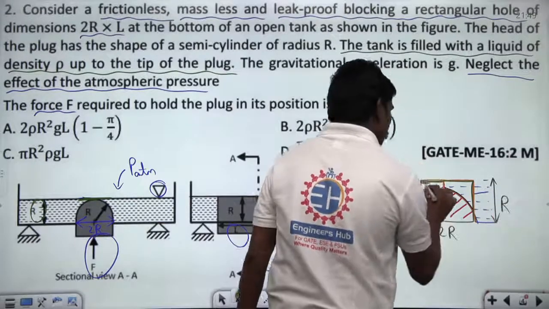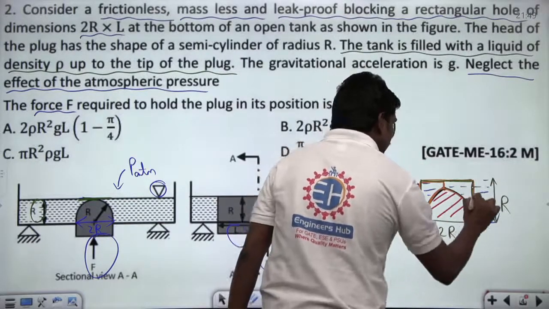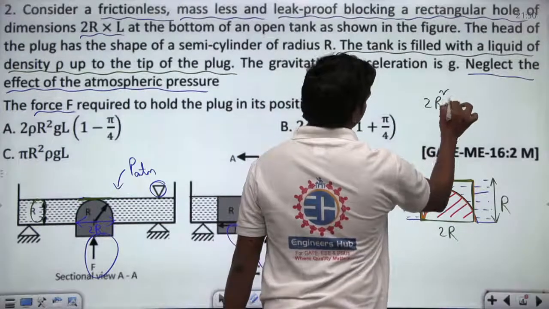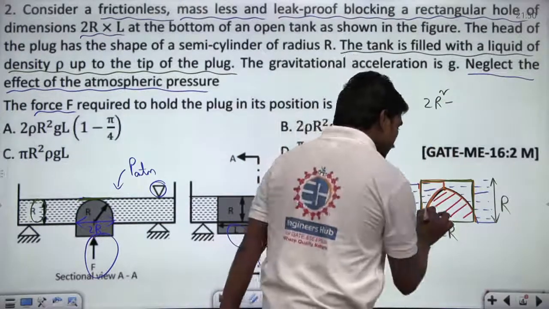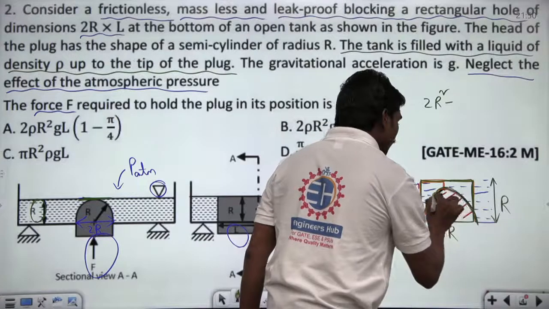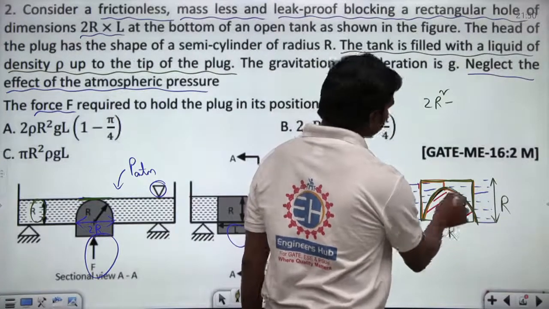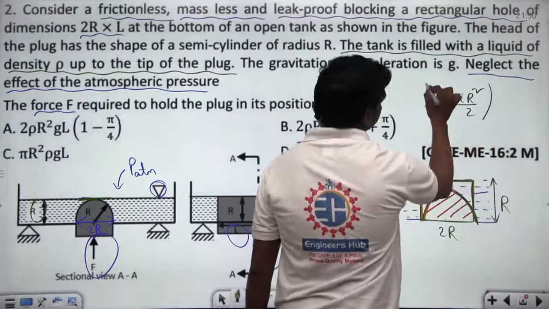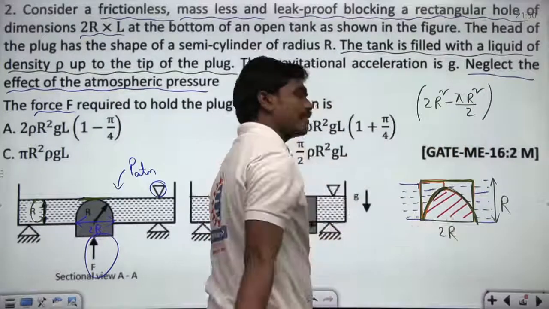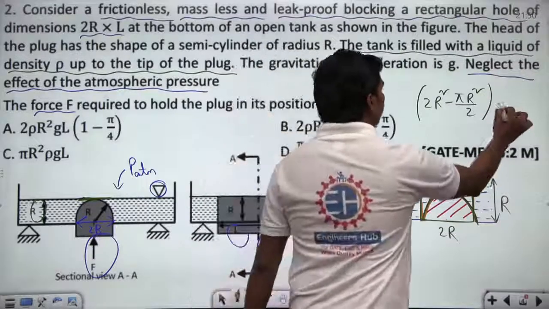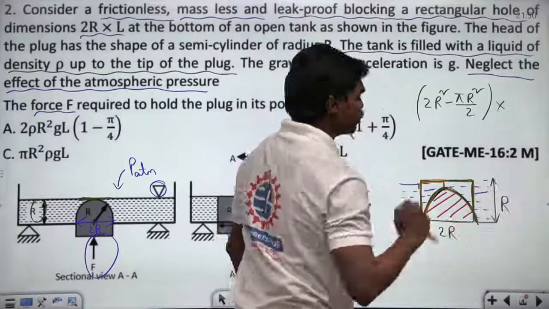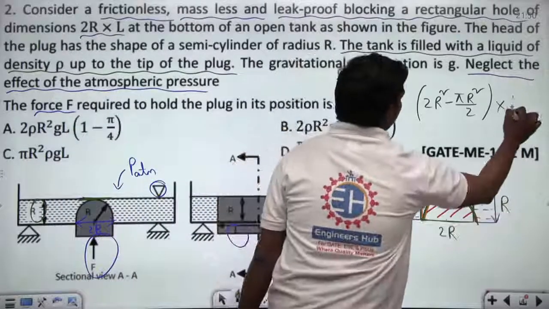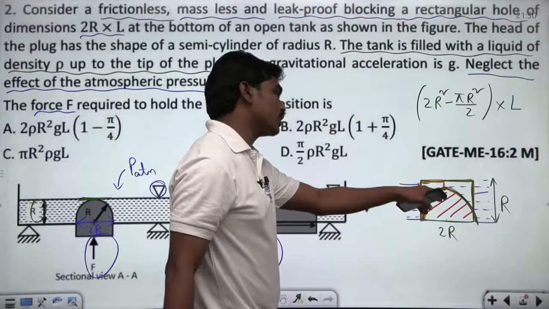Now see here, this height is r again. So what is the total area of this rectangle? This is 2r square. Correct? So 2r square minus the area of this semicircle. The area of this semicircle, which is of radius r, will be pi r square by 2. This is the total area of this cross section which is having fluid. Correct? So into the length, this is protruding out to a length L, because you can see there is a length L of this plug. So this is the total volume of the fluid which is lying on the top of this plug.